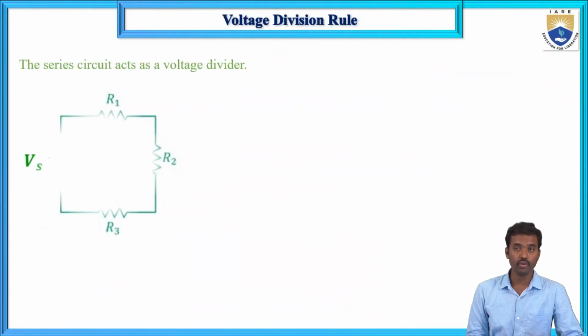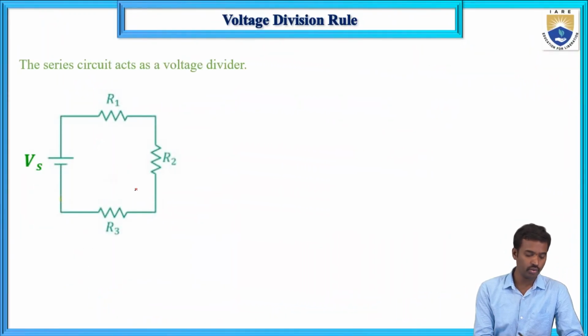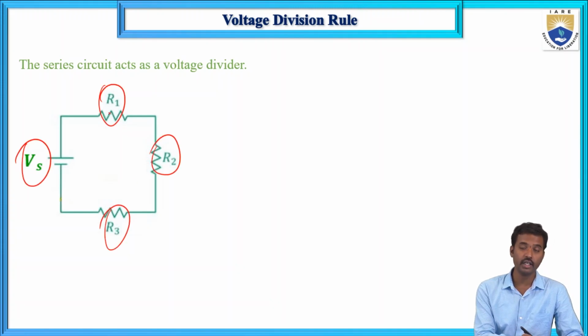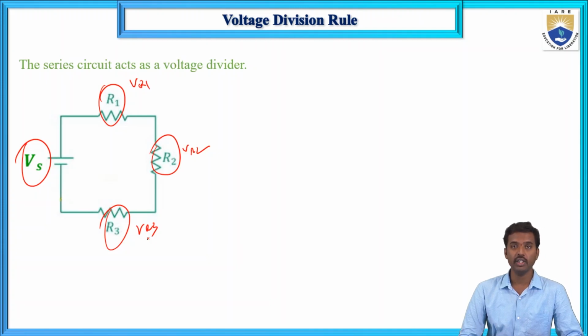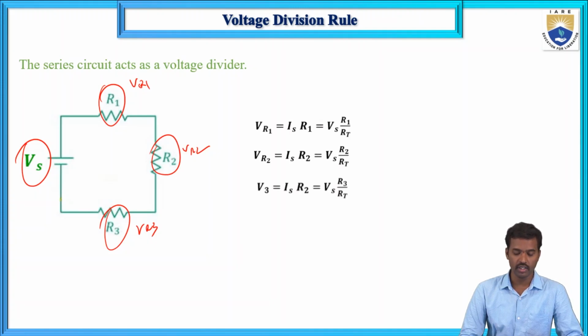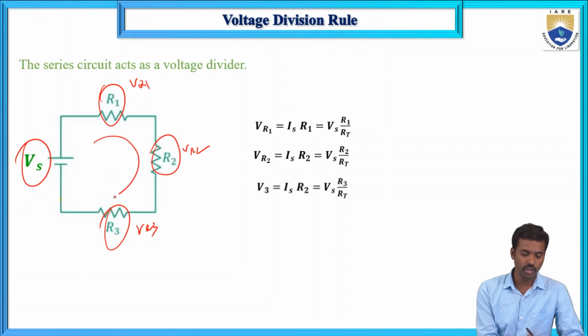And voltage division rule. So what about the voltage division rule? This is the supply voltage V, R1, R2 and R3 are connected in series, and the whole circuit is connected across the supply voltage V. So now here the voltages are VR1, VR2 and VR3. These are the individual resistor voltages, and the same current Is flows through each element.